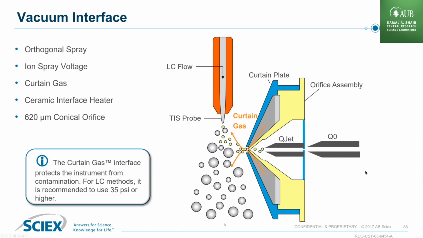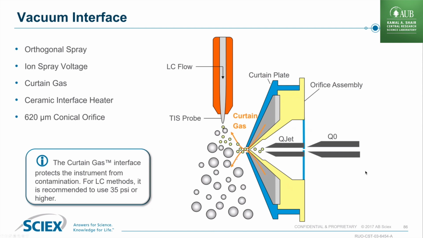So anything negative, for example, if we're working in the positive mode, and any, like I said, dust or whatever will just be blown away by this curtain gas, it'll go down. And if you remember from the diagram, the source exhaust is here. So the source exhaust is evacuating all of this out of the source.